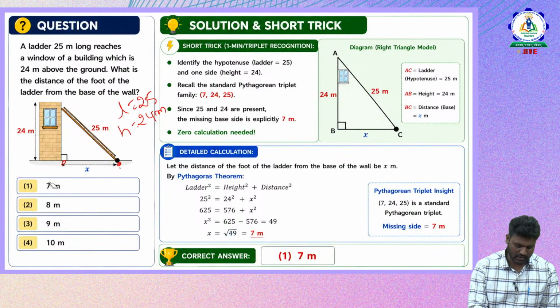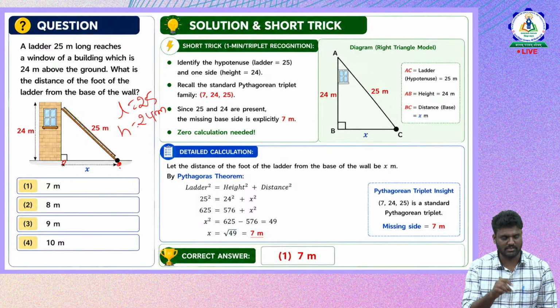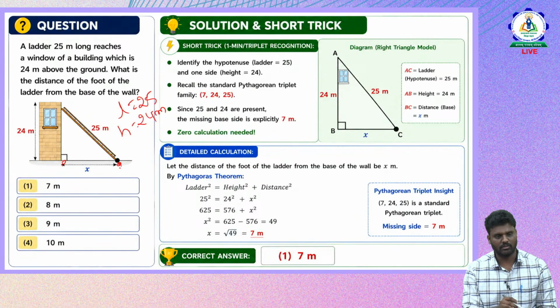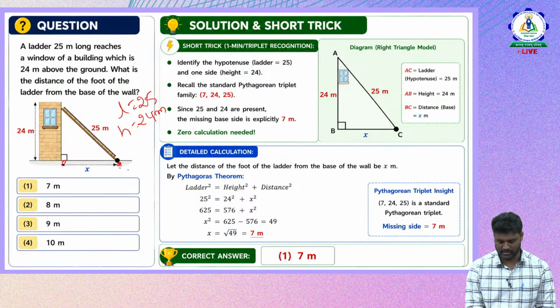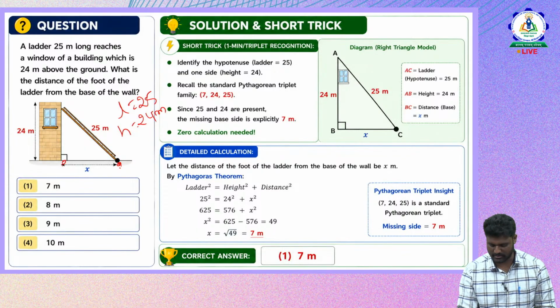Here they have given the ladder size and the building size, the height above the ground, but they don't know the distance between the foot of the ladder and the base of the wall. So that distance we need to identify. Now if you see here, 24 meters and 25 meters. The 24 meters is the height on the wall side.